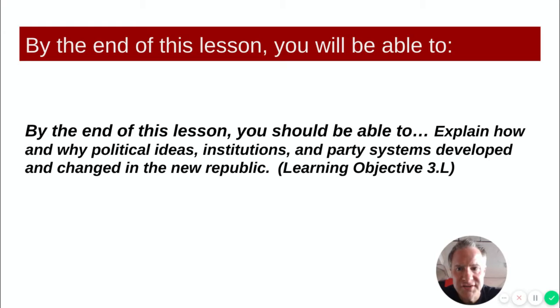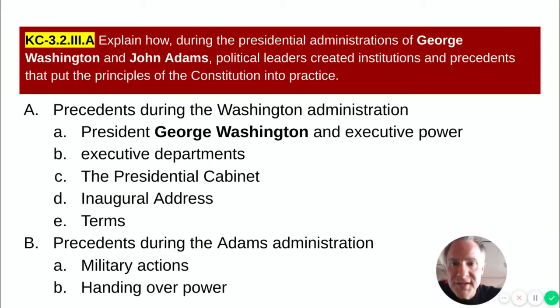Same objective as yesterday. We're going to explain how and why political ideas, institutions, and party systems developed and changed during the new republic. So we're looking to see in these years how some of the parts of our politics today first emerged. So we're going to talk about precedents during the Washington administration. And precedents mean traditions that are started by the president that are still followed today.